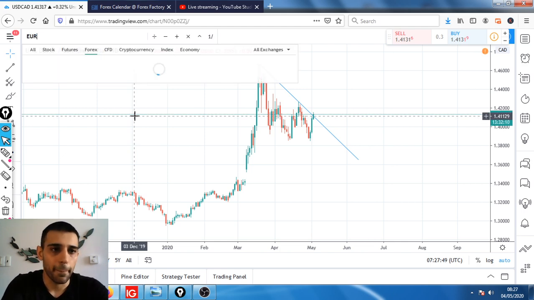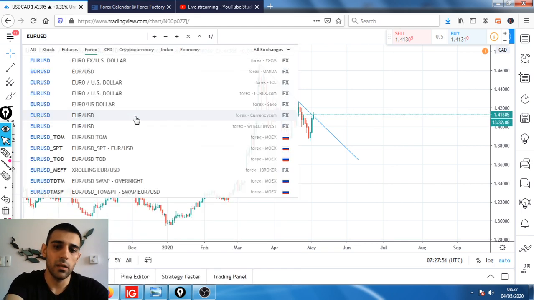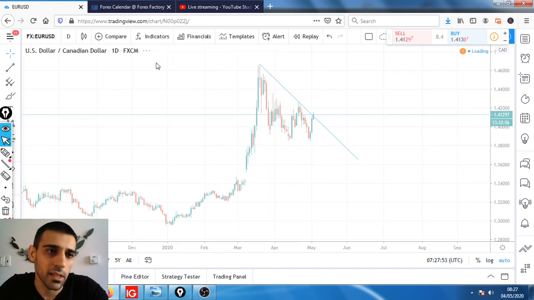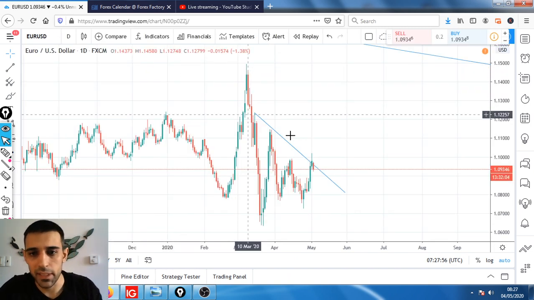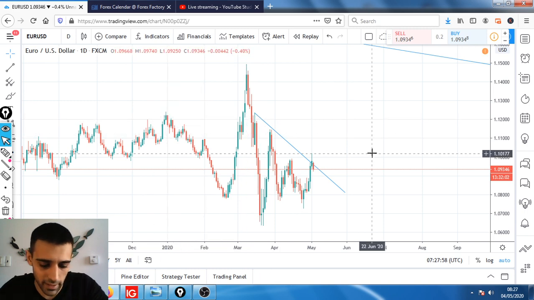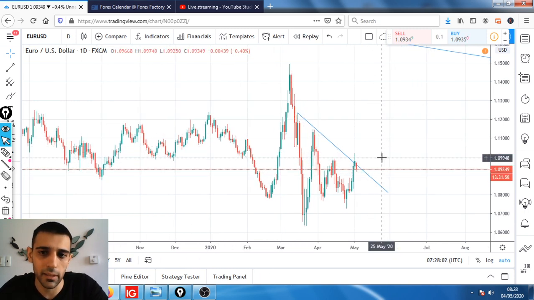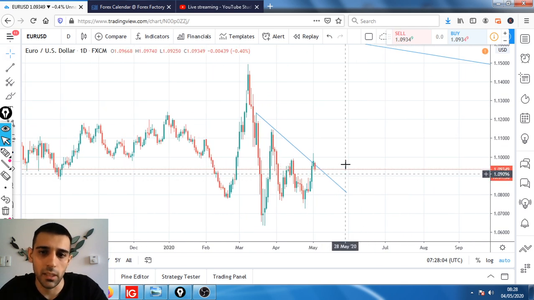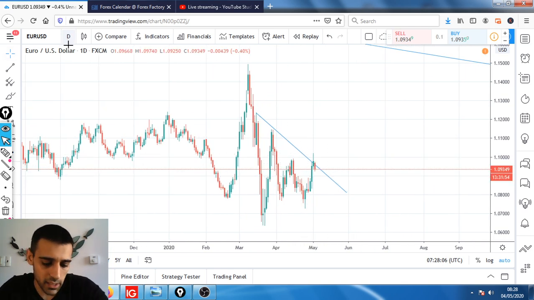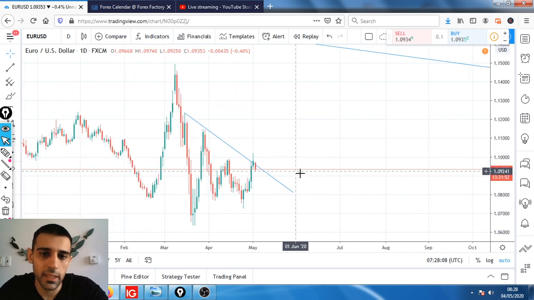Let's go to EUR/USD. I know a lot of people trade this currency, and it's the most traded currency, even though it does not move that much compared to the other currencies. I don't know why so many people like this currency. So this is the daily time frame.